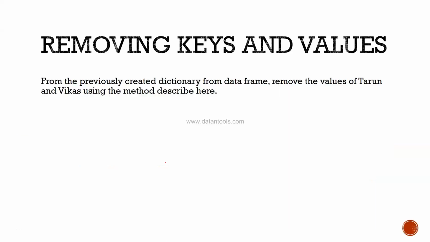Okay, quiz time. Removing keys and values. From the previously created dictionary from DATAFRAME, you need to remove the values of Tarun and Vikas using the method described in the video. Well, if you find it difficult, then just watch the video again. But if you have any other question or you're still finding it difficult to remove it, then just let me know and I will respond to you.